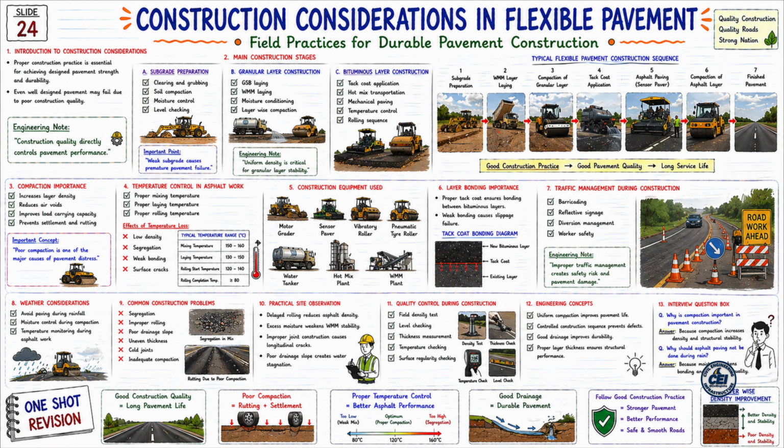Now let us look at the second topic. Construction stages. Flexible pavement construction is completed in several stages. A. Subgrade preparation: clearing and grubbing, soil compaction, moisture control, level checking. Now see the important points below.